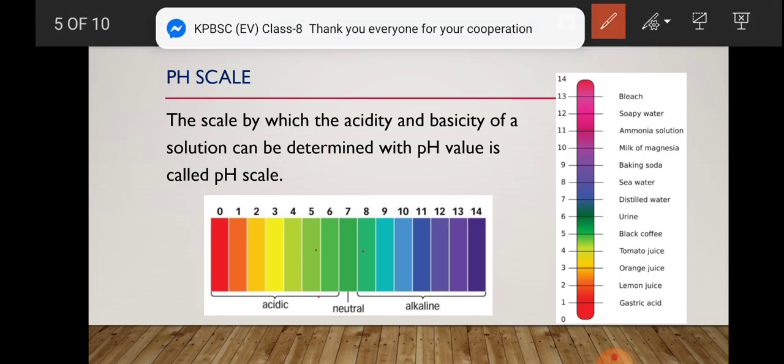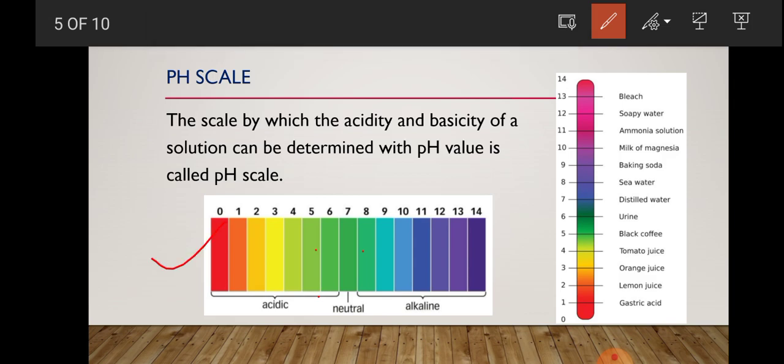Look at the figure, please. Here, this is a pH scale, and here is the pH value for a neutral solution. The pH value for a neutral solution is 7, and you see the pH value of water is also 7.